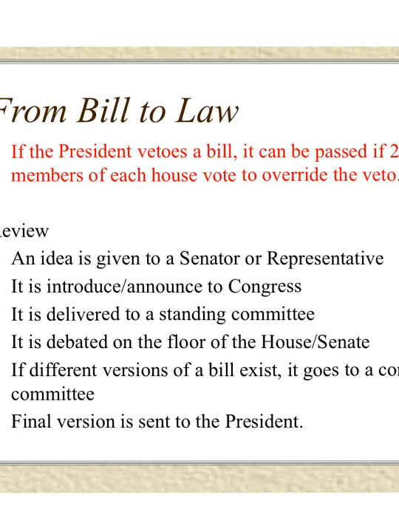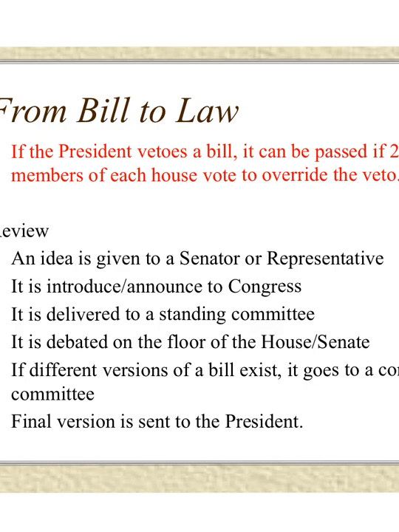Please write down all of the information on this slide. And for the review part, please make sure all 6 steps are written exactly as you see it. You will need to put these in order on the test. If the president vetoes a bill, it can be passed if 2/3 of the members of each House vote to override the veto.